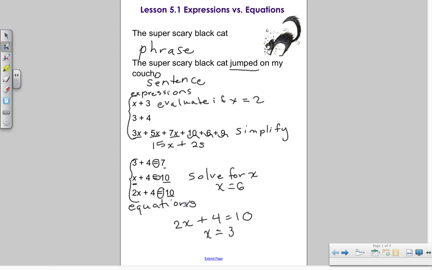So when you're working with equations, you're solving for an unknown variable. An equation has an equal sign and an answer. An expression, you can either evaluate if x equals some value, or you could simplify if you had some distributive property or combining like terms.